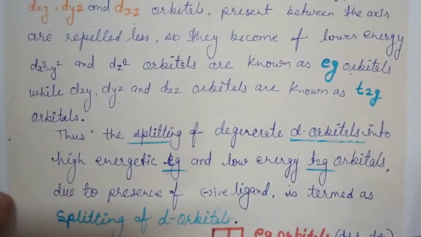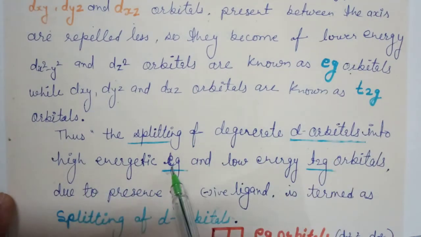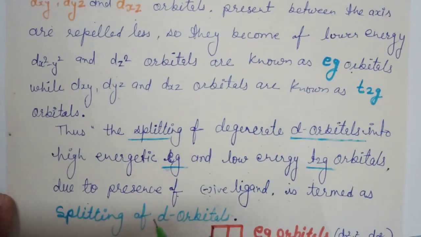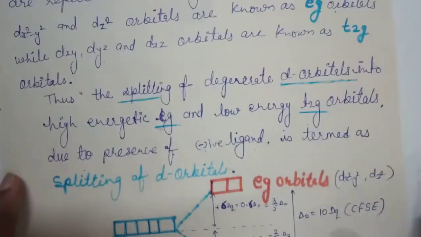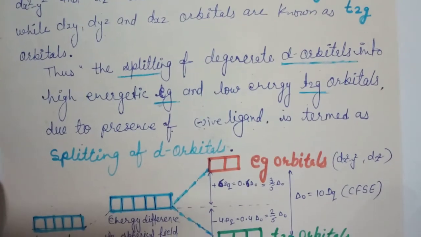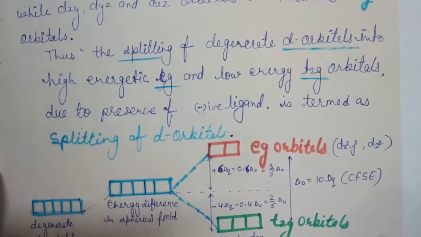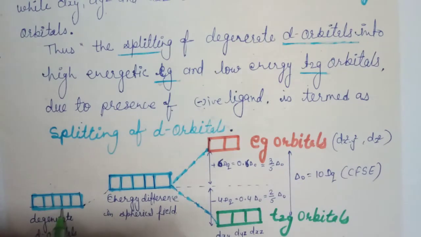Thus what is the splitting? The definition of splitting is the splitting of degenerate d orbitals into high energetic Eg and low energetic T2g orbitals due to the presence of negatively charged ligands, termed as splitting of d orbitals. See, this is the splitting of d orbitals in octahedral field. These are the 5 degenerate orbitals. When ligands attack on this central metal atom, then all 5 d orbitals become of somewhat higher energy because of the influence of the negatively charged ligand, due to repulsion.